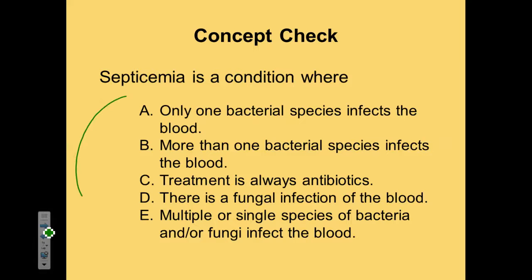The correct answer is E, multiple or single species of bacteria and or fungi can infect the blood. An increasing number of septicemic infections are found to be polymicrobial in nature and involving more than one species of bacteria and or fungi.